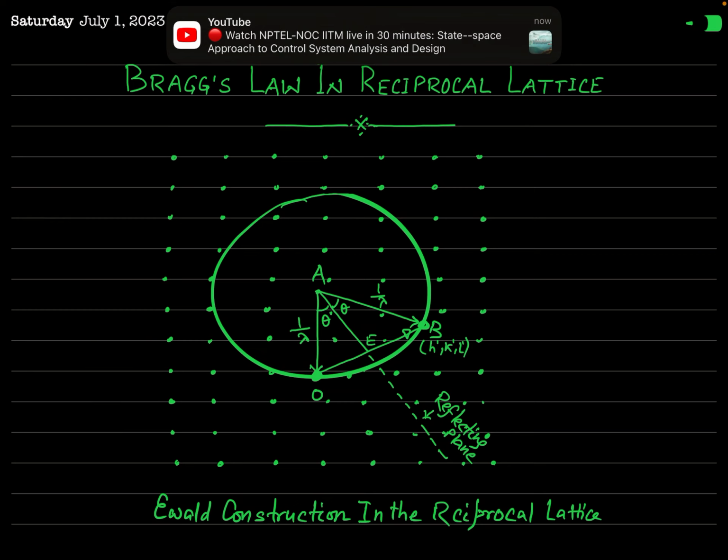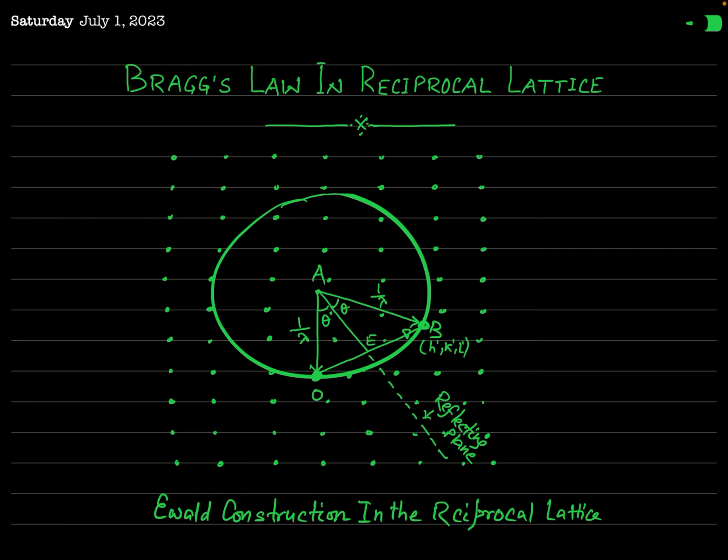And how we can express this Bragg's law, how we can relate the geometrical relation between the different vectors in reciprocal lattice using this Bragg's law, you will see in this lecture. And for this, let us see this figure which I have drawn here. Actually, in this figure I have shown the reciprocal lattice. All dots in this figure represent the reciprocal lattice points.